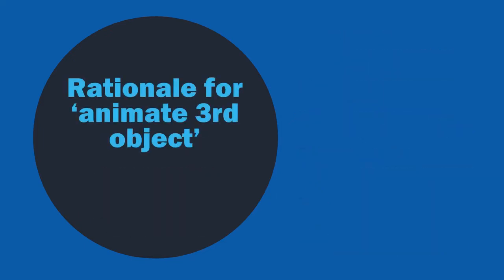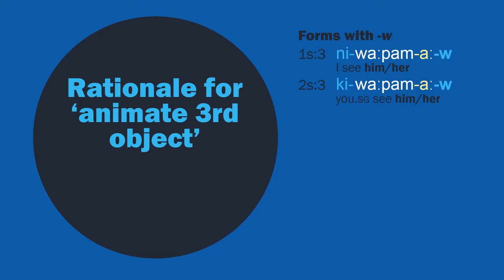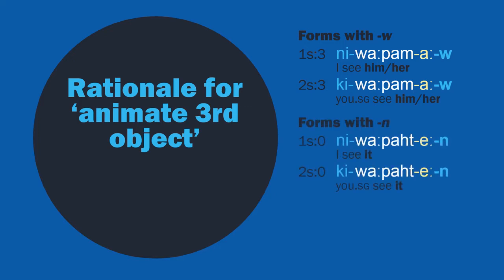Alternatively, why might we conclude that W is an animate third-person object marker? Here again are a couple of Cree TA forms that include the W. "I see him or her," "you singular see him or her." Alongside forms like these, there are also forms that show a suffix N in the same position as the W. We see this with TI verbs, "I see it," "you singular see it," and in Cree we also see this with AI verbs, "I sleep," "you singular sleep."